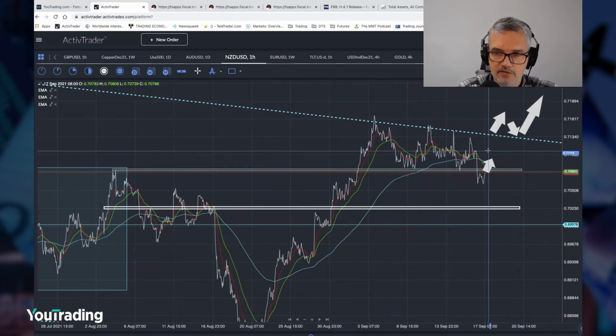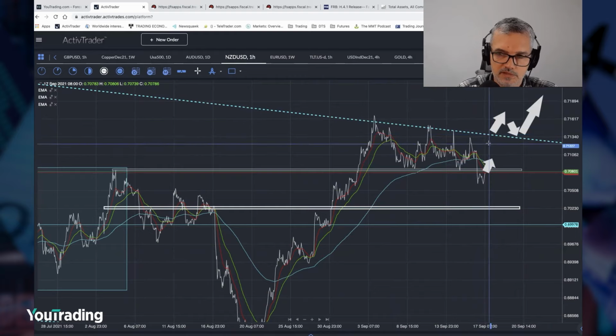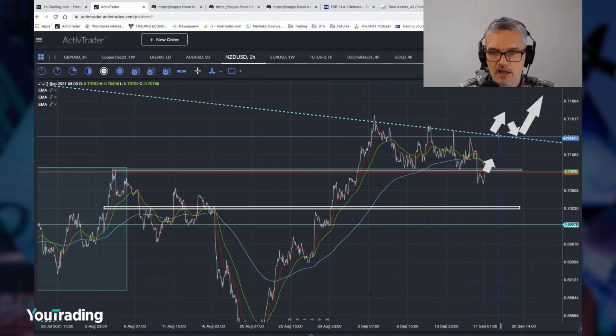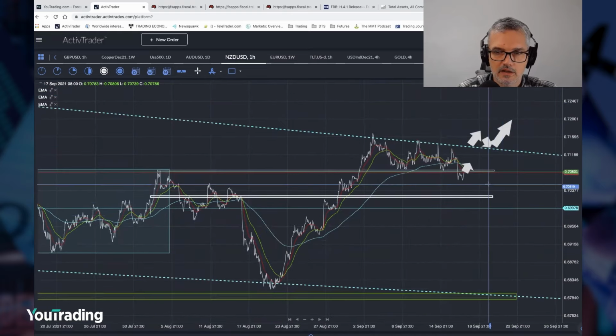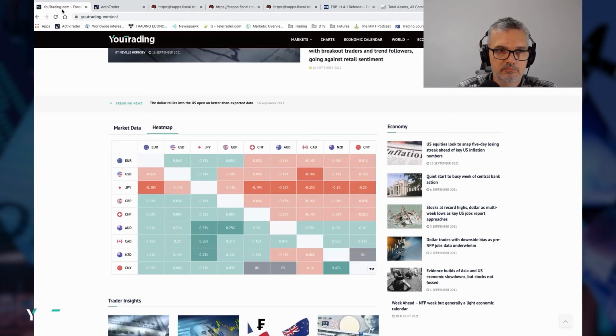If you're more conservative, you wait for a breakout, a retest, and continuation. Or if we're somewhere in between, you just wait for prices to get to this trend line, and then you just take an aggressive breakout, and then just hope there's a big enough push for you to get a decent target. All right, so going by the Forex Heat Map, long New Zealand dollar, short US dollar.